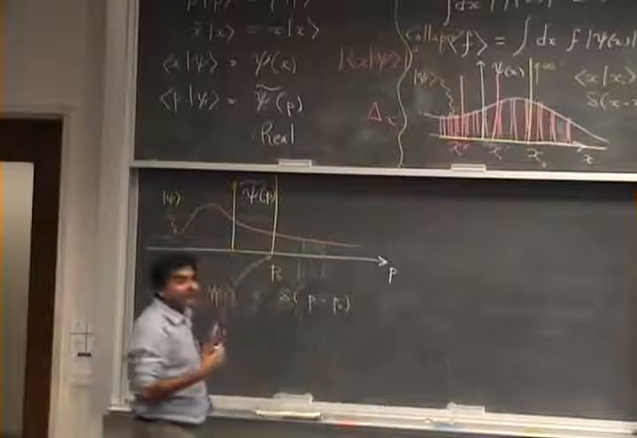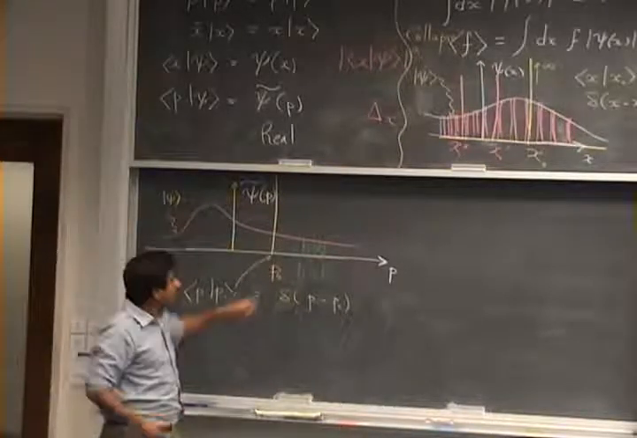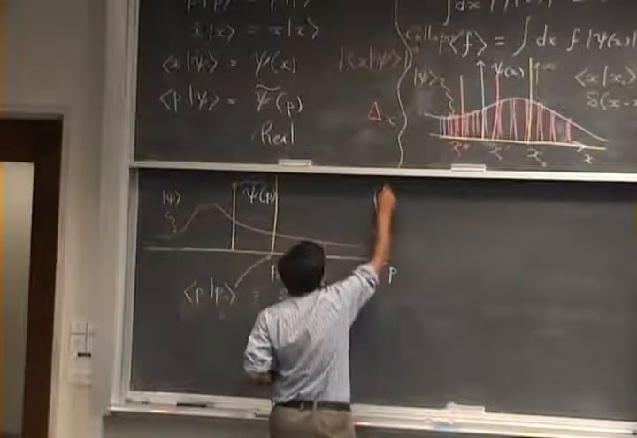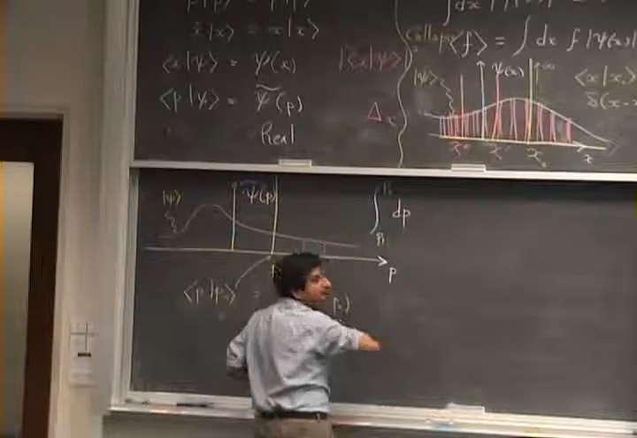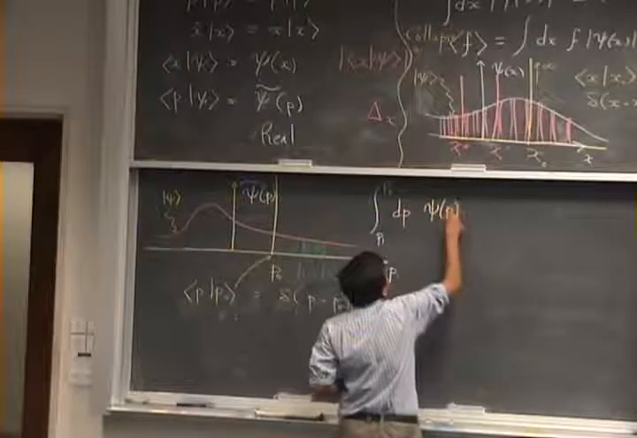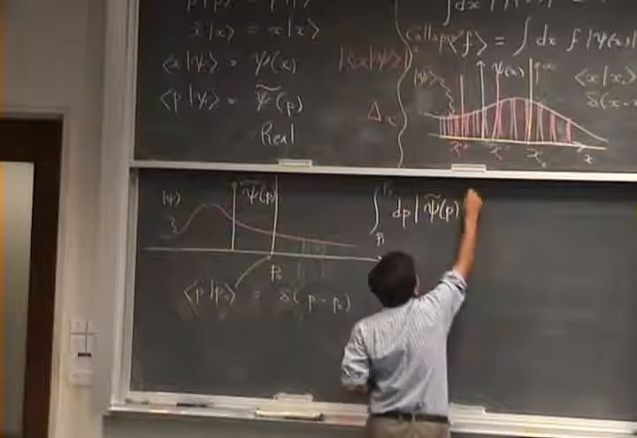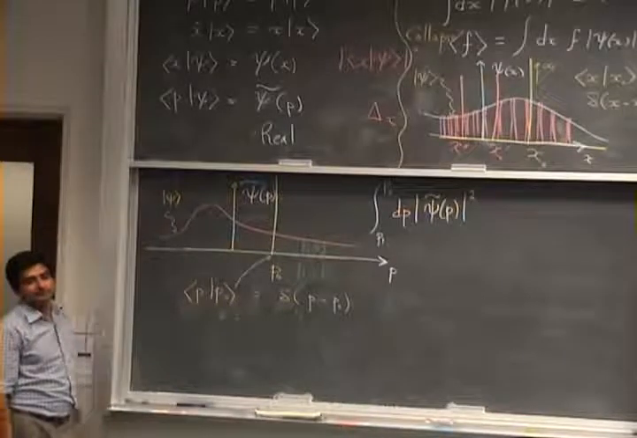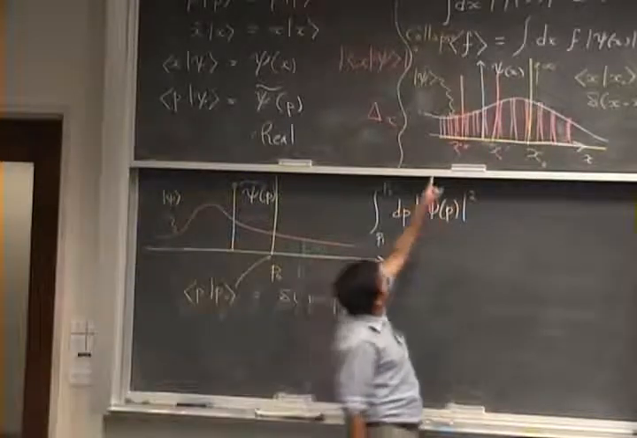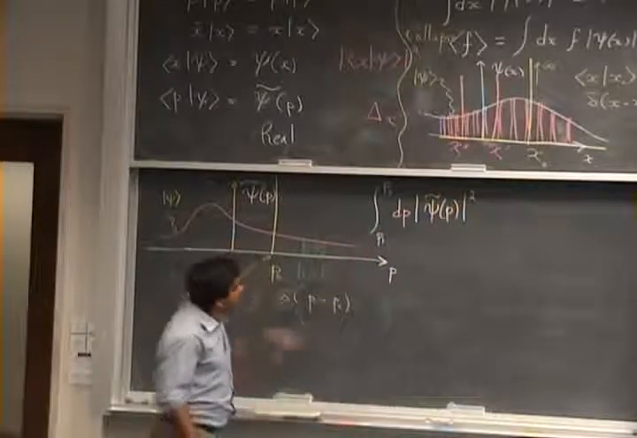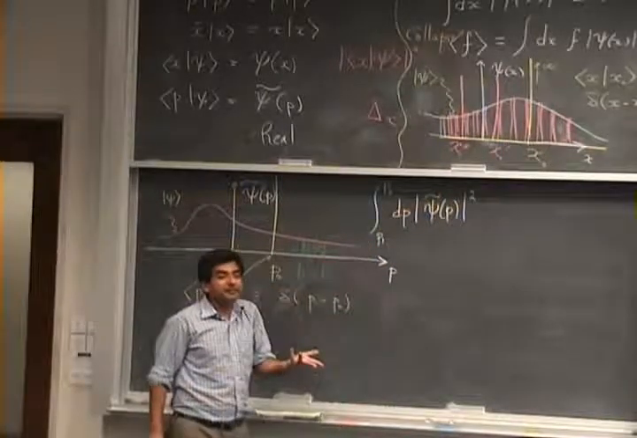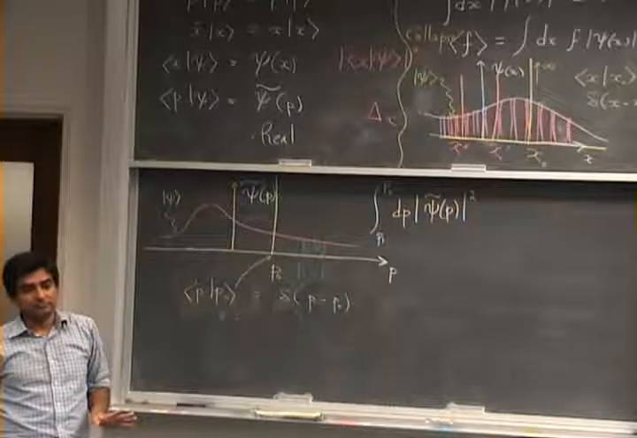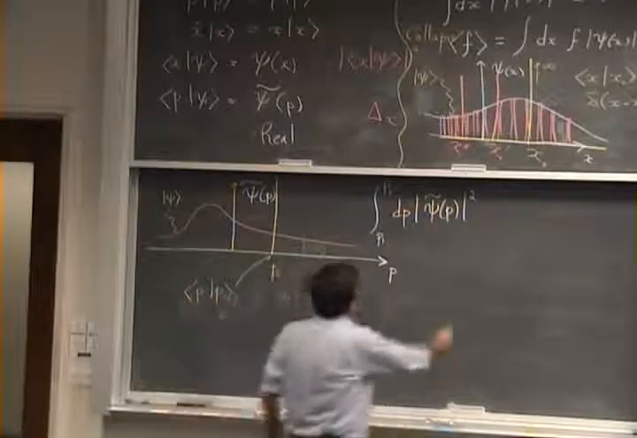So the probability that in a single experiment I get a momentum that is in between these values will be given by the integral from P1 to P2 with respect to P of the probability density function, which is now given in the momentum space. It's completely analogous to the expression that I've written over there. So this is the probability that in a single experiment I get a measurement outcome that's between P1 and P2. Okay? Absolutely analogous.